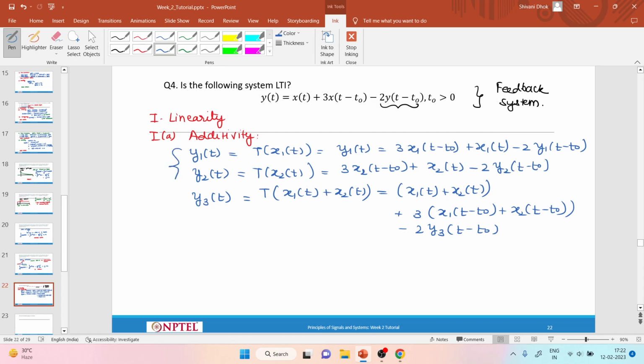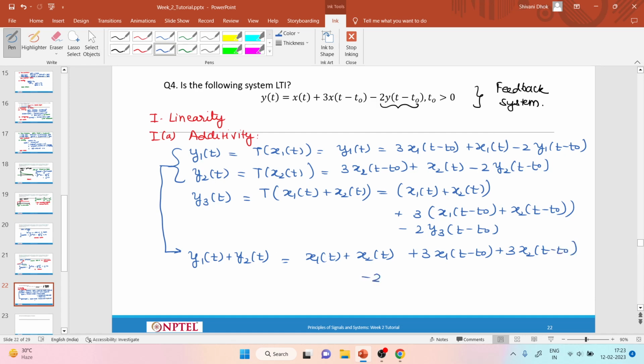Now let us add these two, that is y1 of t plus y2 of t. Let us look at this. There is y1 of t plus y2 of t is equal to x1 of t plus x2 of t plus 3 times x1 of t minus t naught plus 3 times x2 of t minus t naught minus 2 times y1 of t minus t naught plus y2 of t minus t naught.